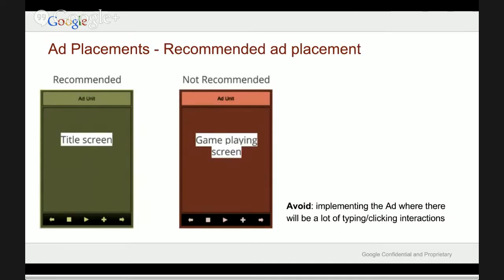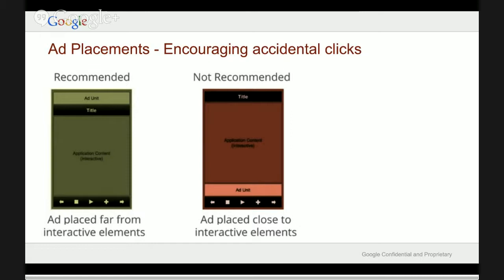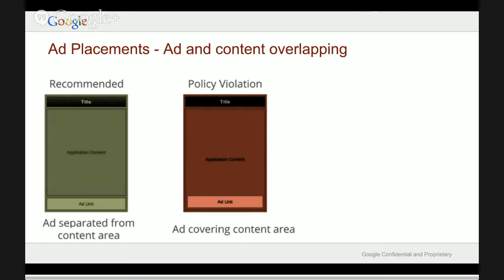In terms of ad implementation, a good recommendation is to implement the ad on the title screen of the app and not on the game playing page, since there's a lot of typing and clicking interaction on the game playing page and accidental clicks are more likely to happen. An ad could also be implemented on the upper part of the screen, with the title of the app between the ad and the interactive content, so that there is a bigger space between those two aspects.